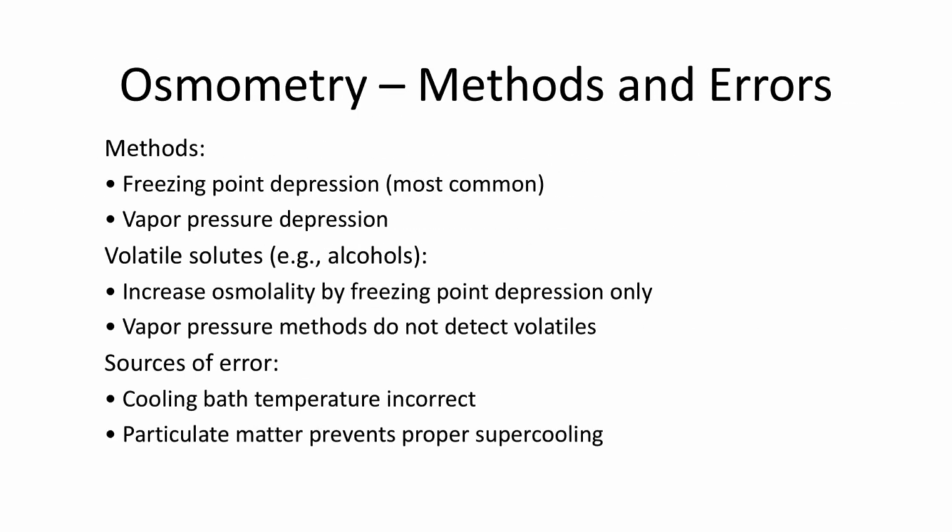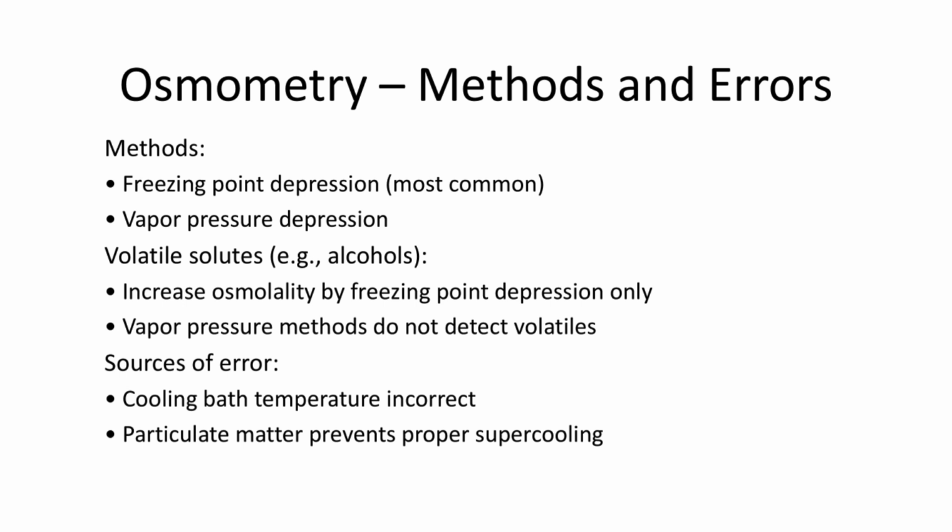The most practical methods for measuring osmolality are freezing point depression, which is the most common method, and vapor pressure depression. A significant difference between results obtained by these methods can indicate the presence of a volatile solute such as alcohol. For example, osmolality is increased in the presence of ethanol, methanol, or glycol when measured by freezing point depression, but vapor pressure methods do not detect these volatiles and therefore give lower values.